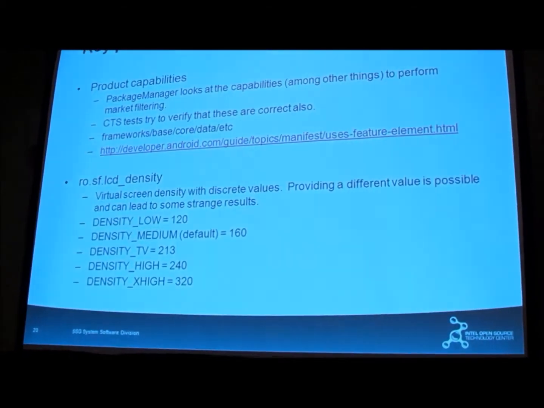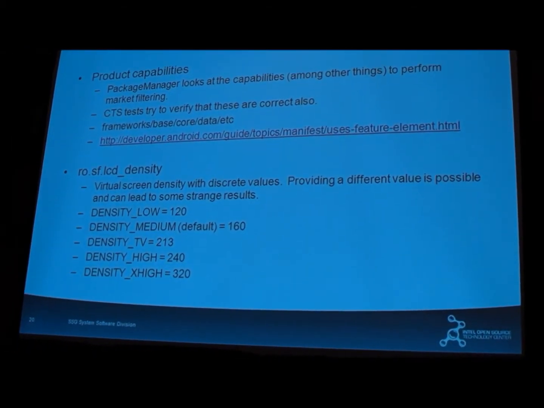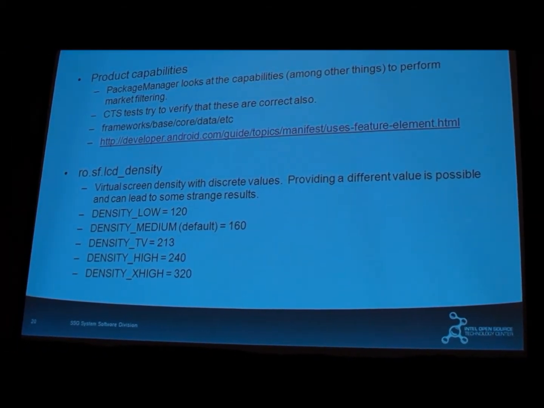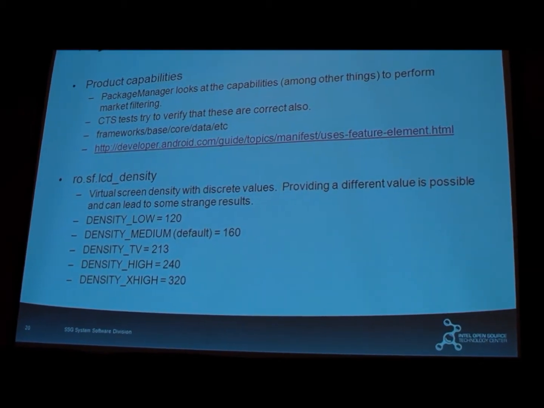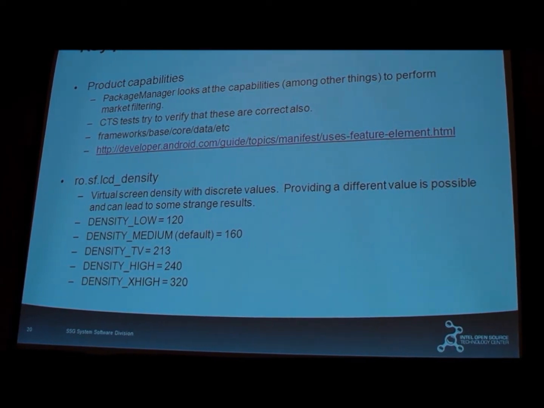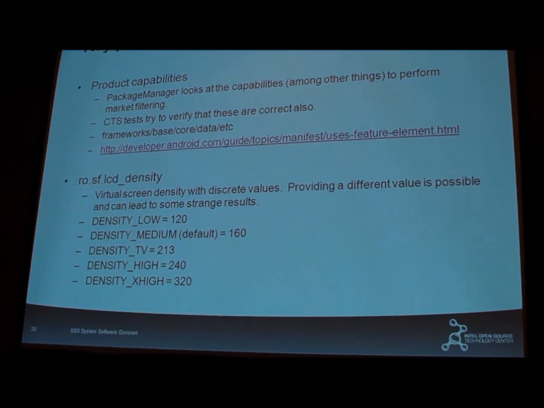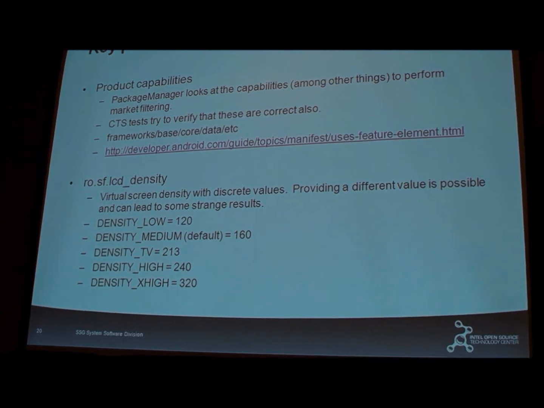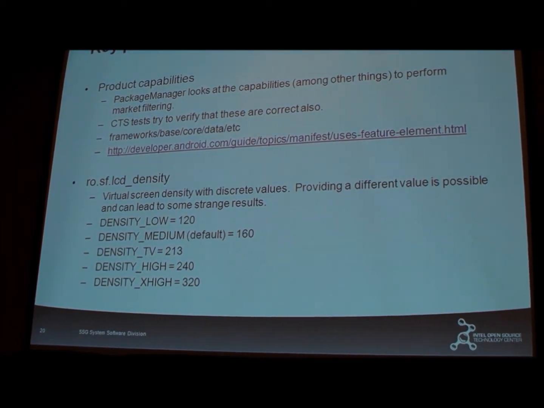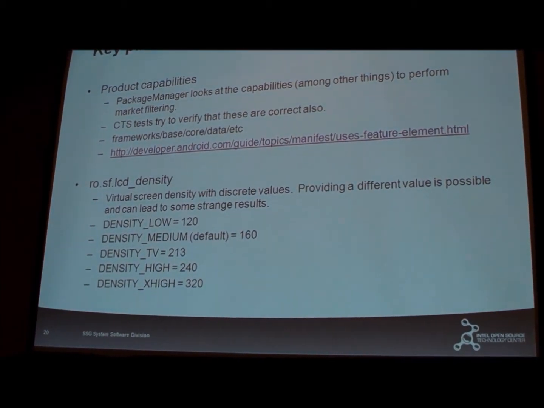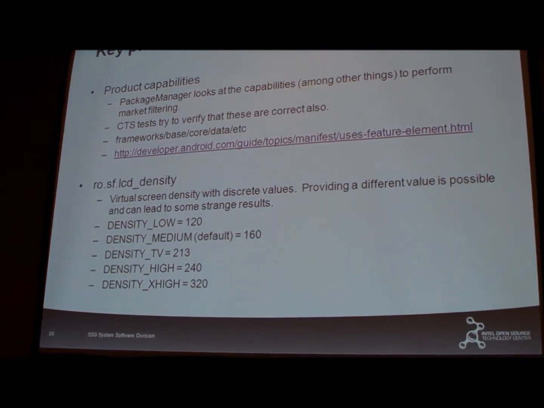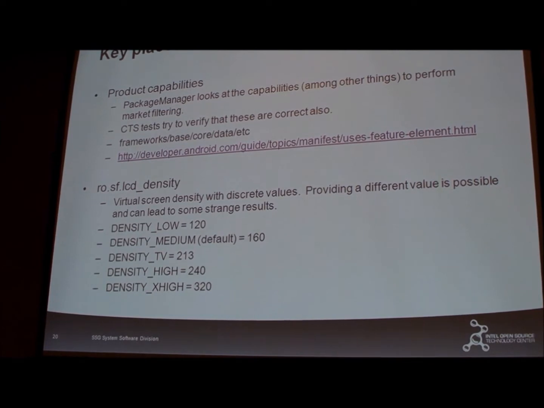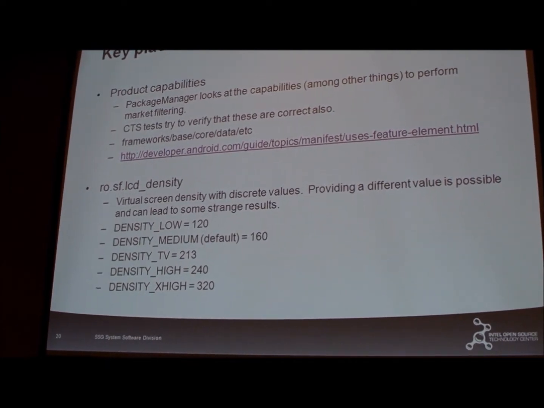CTS, the compatibility test suite. So the package manager actually looks at these product capabilities that you can define for your platform to perform market filtering. So, for instance, if an app requires GPS, they would say in their manifest, use this feature, android.hardware.location.gps. And if your platform doesn't define it, that app will not show up in the market. So that can definitely cause some confusion if you go in there and try and find some apps.